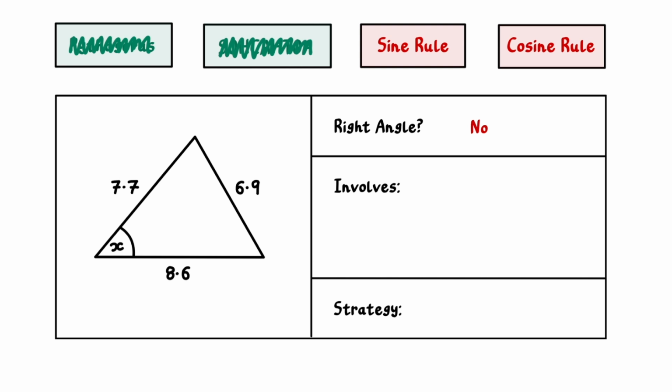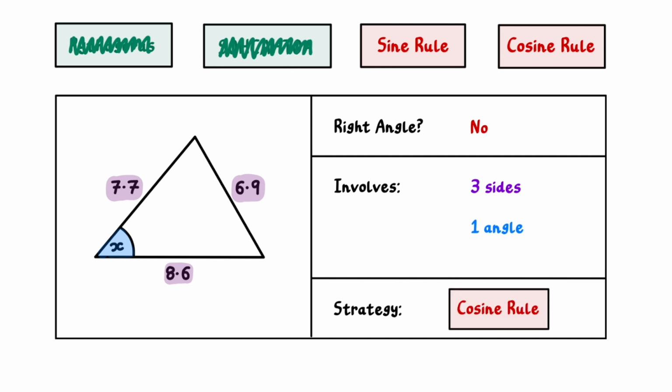Next, we should count the number of sides and angles labelled, including the unknown x. We have 1, 2, 3 sides and 1 angle. The sine rule requires 2 sides and 2 angles, whereas the cosine rule requires 3 sides and 1 angle. Since we have 3 sides and 1 angle, we'll want to opt for the cosine rule.